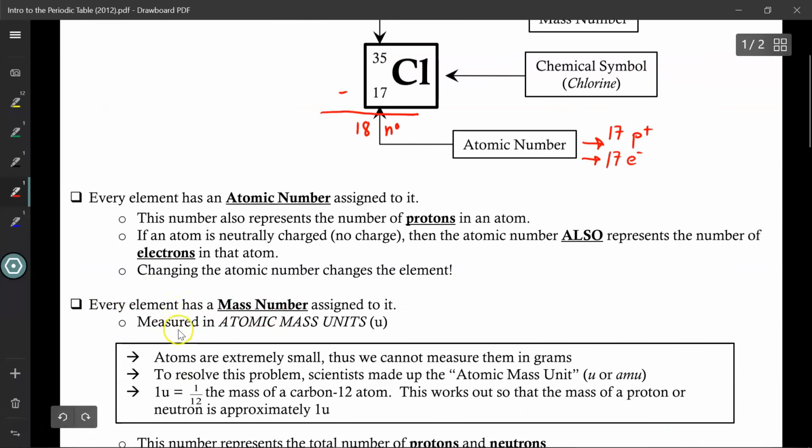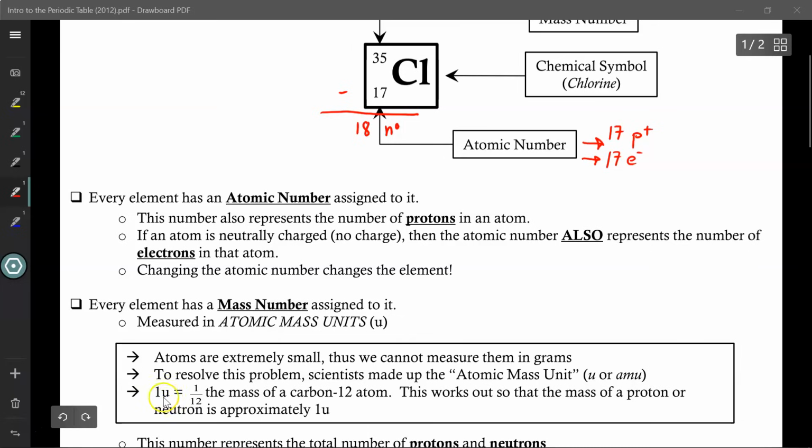Now the mass number is measured in atomic mass units, and the symbol is a U. This was done because atoms are extremely small, and we can't measure them in units like grams or kilograms. Otherwise, it'd be something like 0.00000000000000000000001 gram, and that's just not practical. So instead, scientists made up a brand new unit called the atomic mass unit. As I mentioned before, the official symbol is a U. However, I will quite often use the term AMU to avoid confusion.